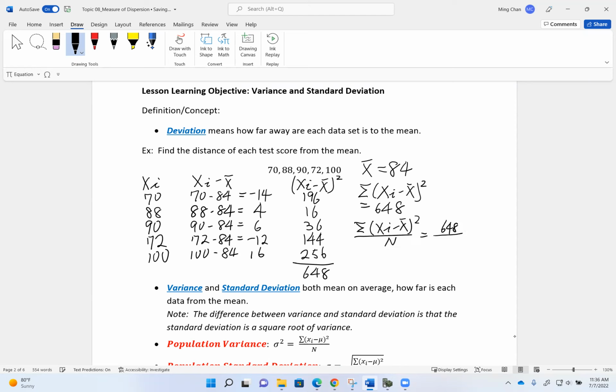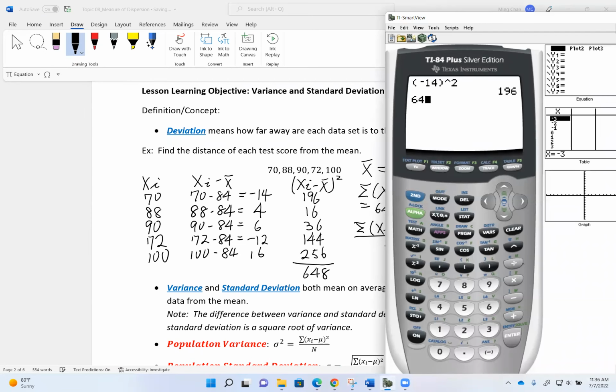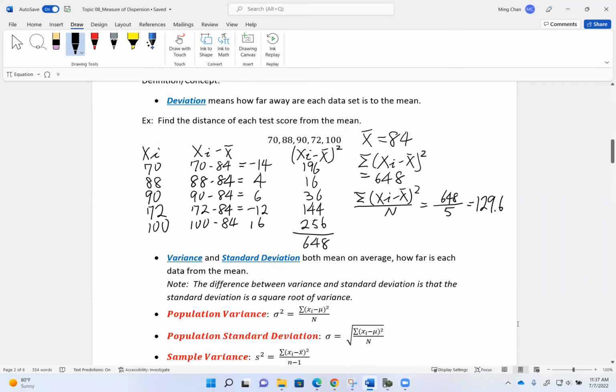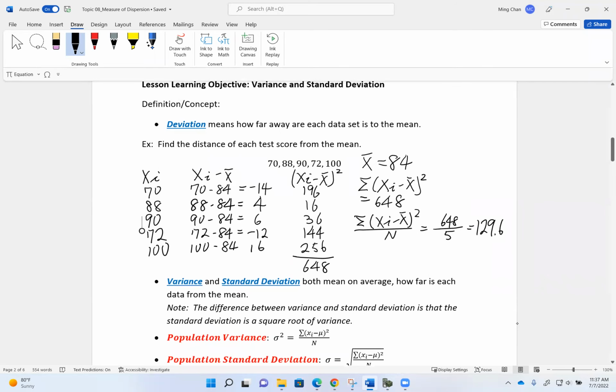648 divided by 5, I get about 129.6. Okay, so this number is actually called the variance. That is actually the variance.